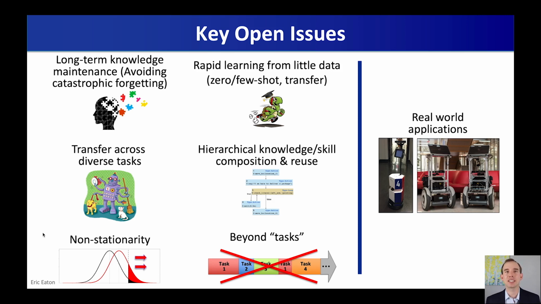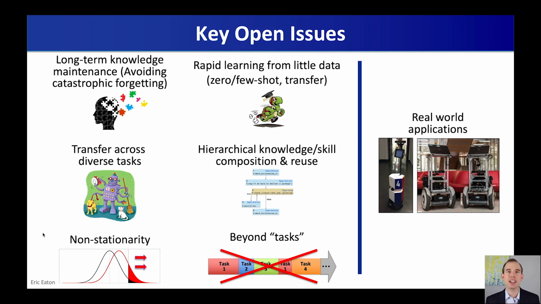So first off, we have things like long-term knowledge maintenance, avoiding catastrophic forgetting, and also learning from little data, things like zero-shot, few-shot, or general transfer learning. These are topics that there's been a lot of work on, we've made a lot of progress toward. There's still ways to go, but it's a very solid foundation for what lies ahead. And that builds us to the second row.